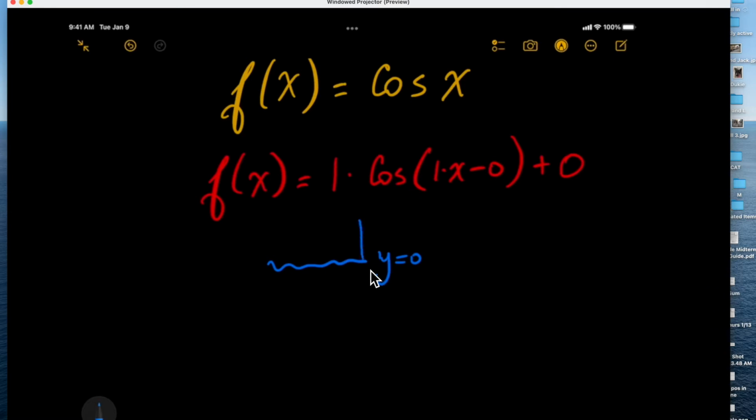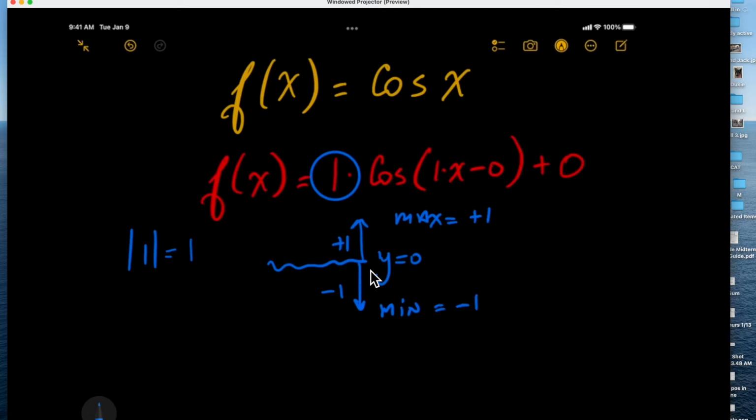Next, I'd like to determine the minimum and maximum of the graph by using the amplitude. The amplitude can be found by taking the absolute value of the a value, which is located here. So here, our amplitude is going to be the absolute value of 1, which is 1. So we're going to go up 1 and down 1, yielding a maximum of +1 and a minimum of -1.